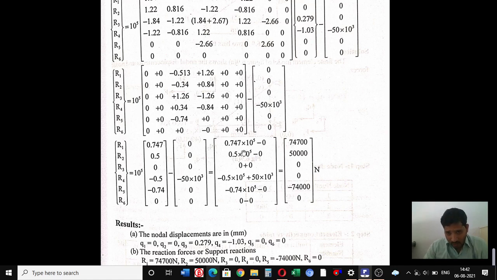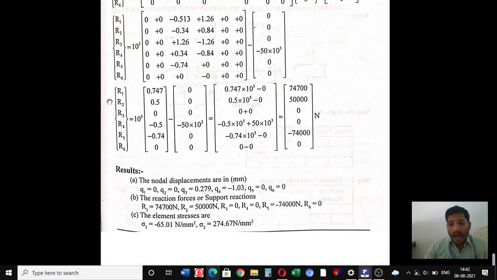Then if you add this whole value, then you will get the value 74,700. If you add this value, then it becomes 50,000. It becomes 0. If you add this value, it becomes also 0. Again if you multiply here, you will get 74,000 minus 74,000. Again this value should become 0. So we got R1 value is 74,700, R2 value is 50,000, R3 value is 0, R4 value is 0, R5 value is minus 74,000, R6 value also 0.